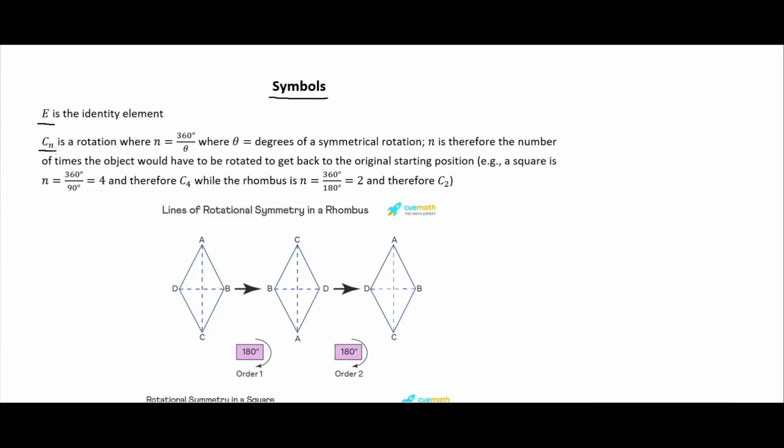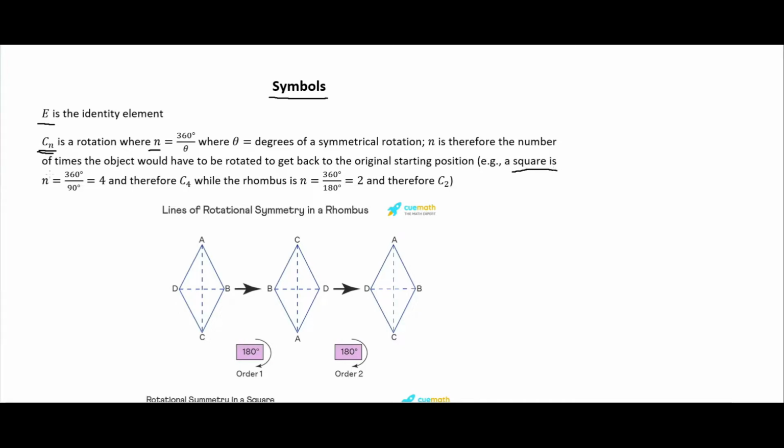We have Cn, and so that is a rotation. When you see C with some number in the subscript like that, that means a rotation, and the number is the number of rotations you have to do in order to get back to the identity element. It will be 360 divided by theta, where theta is the degrees of a symmetrical rotation. N is therefore the number of times the object has to be rotated.